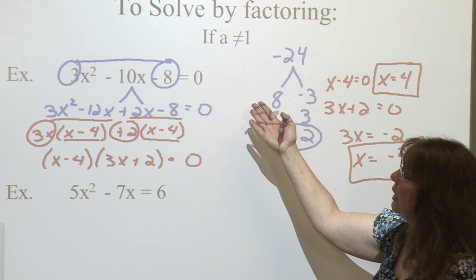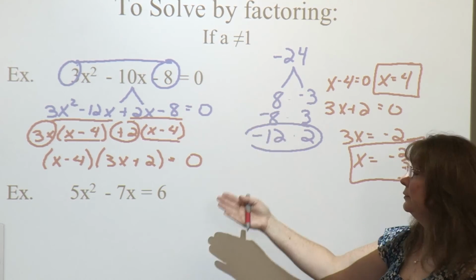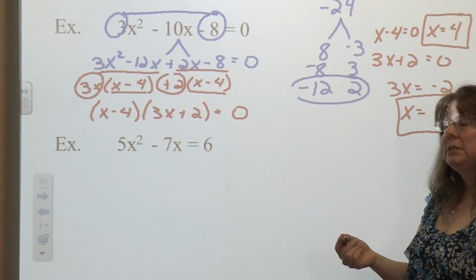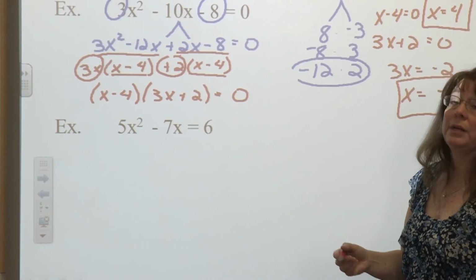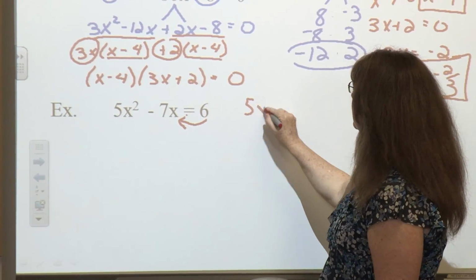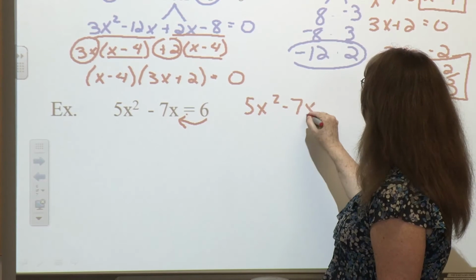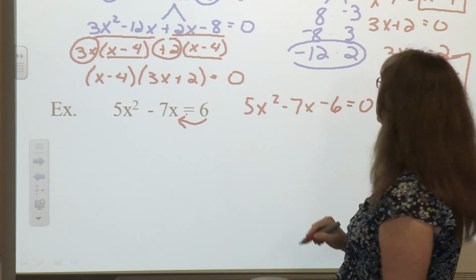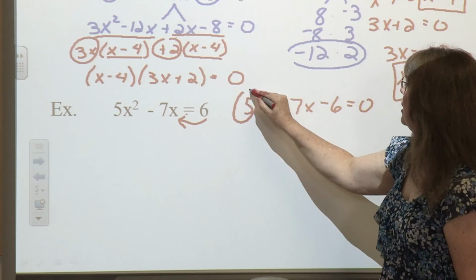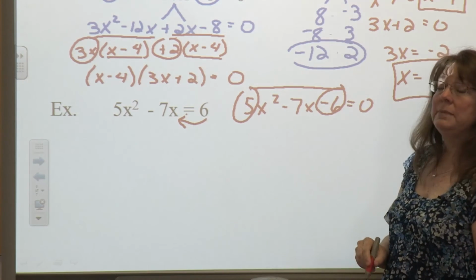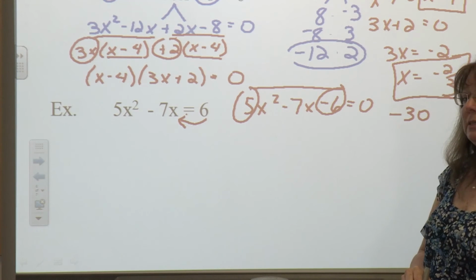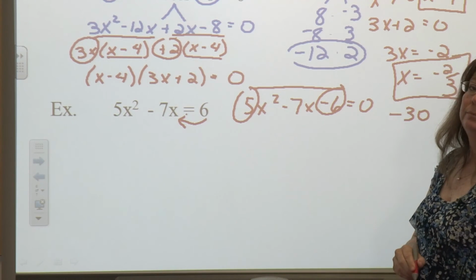The ones we've taken a look at the beginning have all been set equal to 0. The last one that you're going to notice is not set equal to 0. So the first thing I'm going to want to do is move the 6 over so that it is. I'll have 5x squared minus 7x minus 6. Again, we still want to look for the a times c, 5 times negative 6 or negative 30, factors for this that add to negative 7.